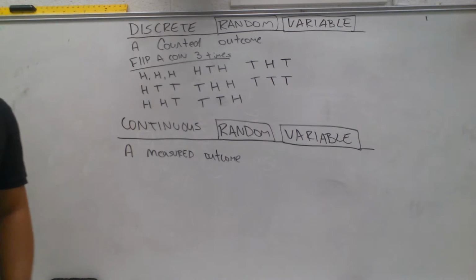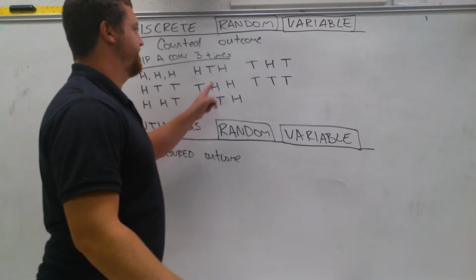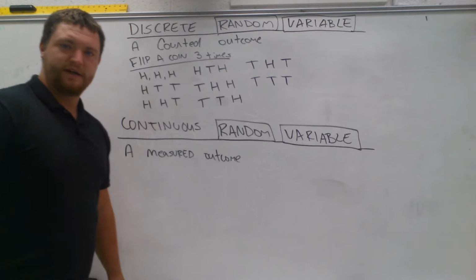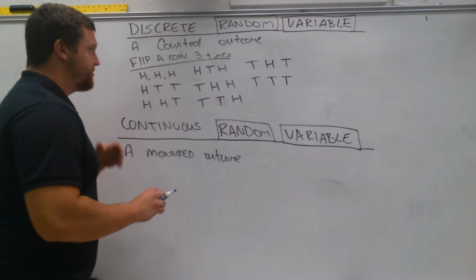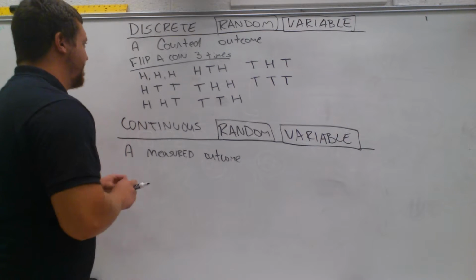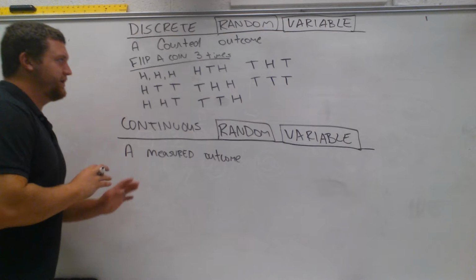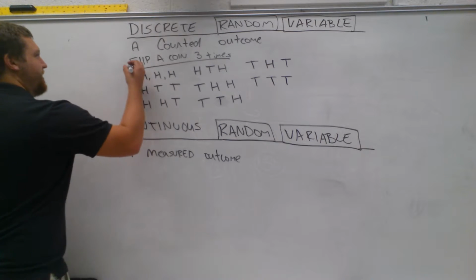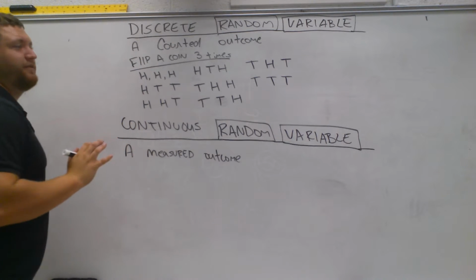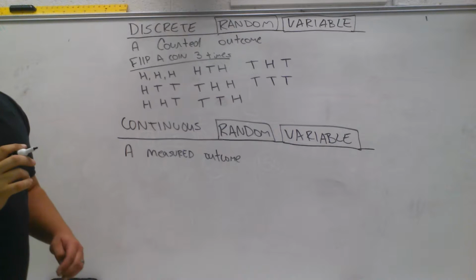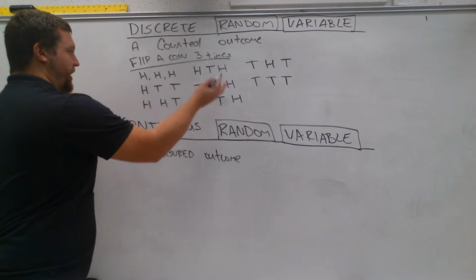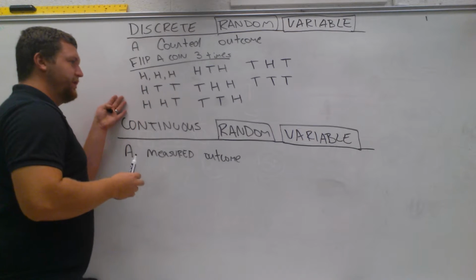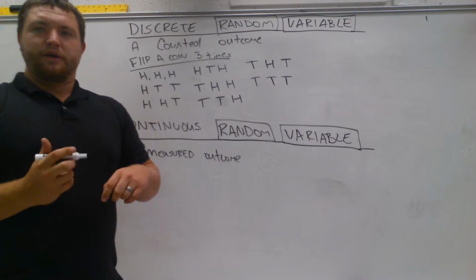Okay, so I have a total of 1, 2, 3, 4, 5, 6, 7, 8. 8 options. 8 countable options. Alright? So I counted, those are my outcomes. Boom. I can actually see those and touch those. Now, that's a discrete random variable. It would be the outcomes of a problem.